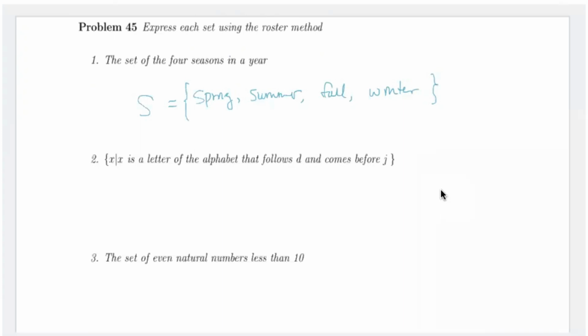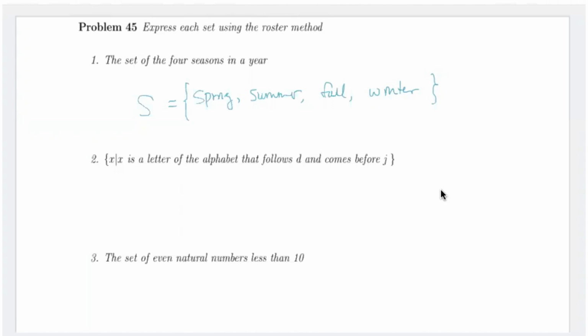Okay, let's look at number 2. A set X such that X is a letter of the alphabet that follows D and comes before J. Okay, Kate? Kayla? Kate, are you speaking? I'm not sure, to be honest. Okay, so let's see. Kayla, you want to try?